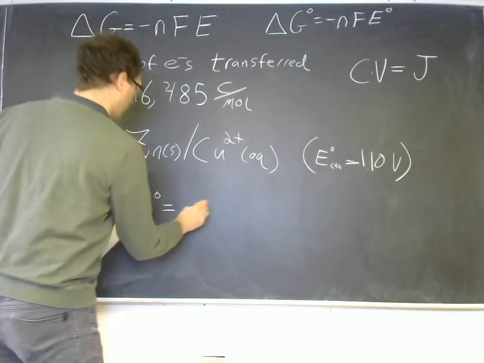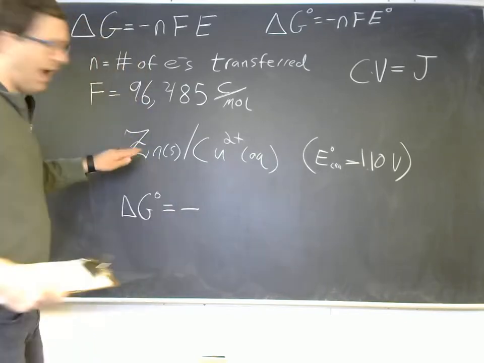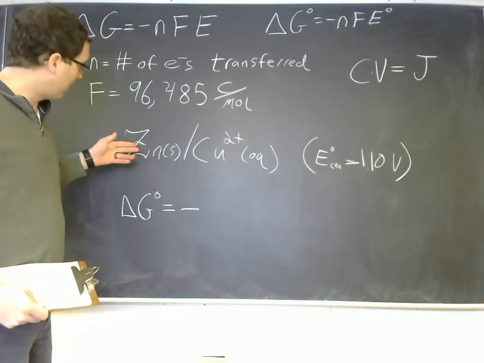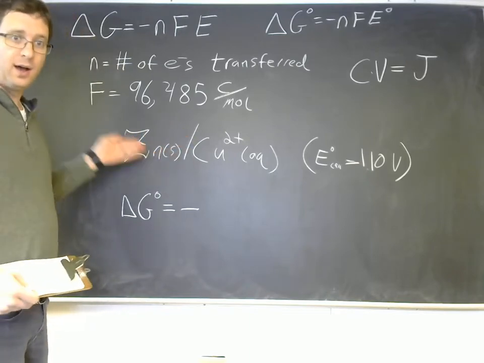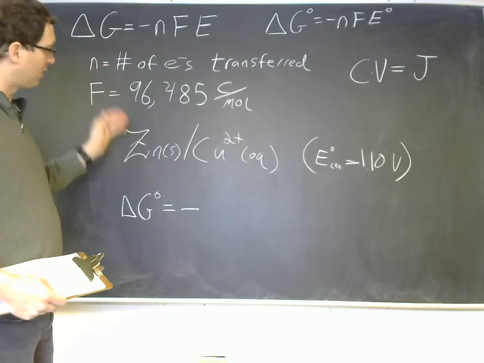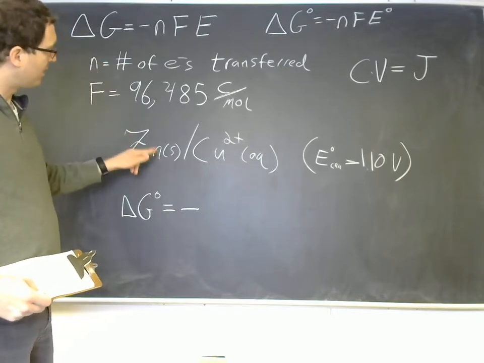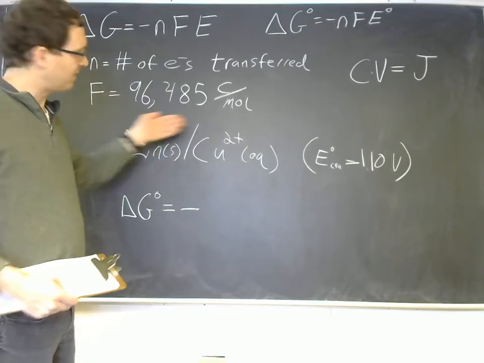Now, we balanced this equation a few sections ago, but you can tell that the zinc is going to be oxidized to zinc 2+, and the copper 2+ is going to be reduced to solid copper.